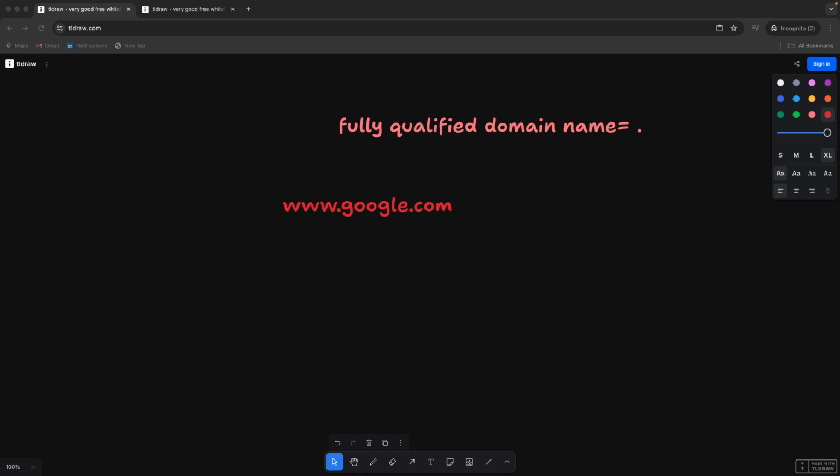So we have something called partially qualified domain names. A partially qualified domain name is not fully specified in the DNS hierarchy.